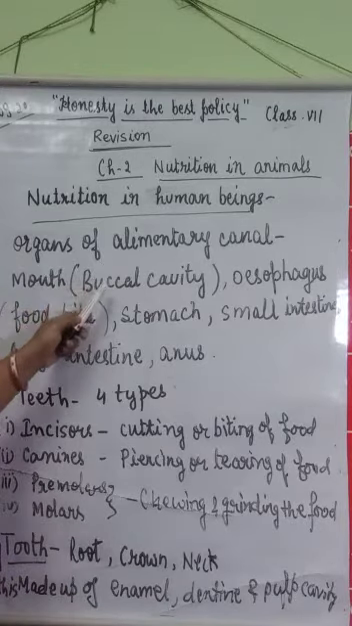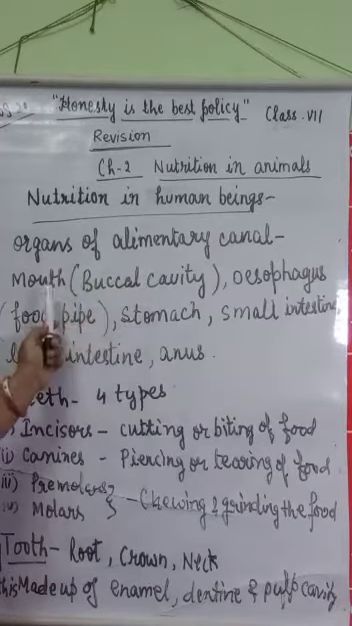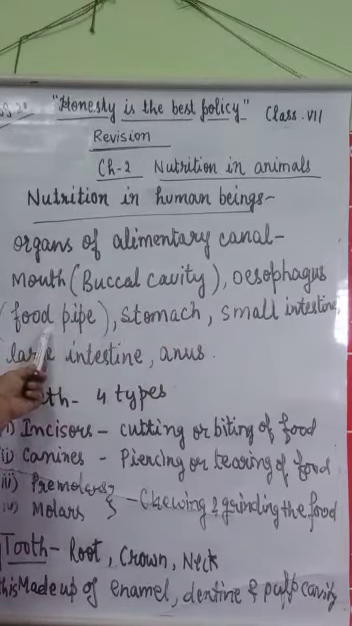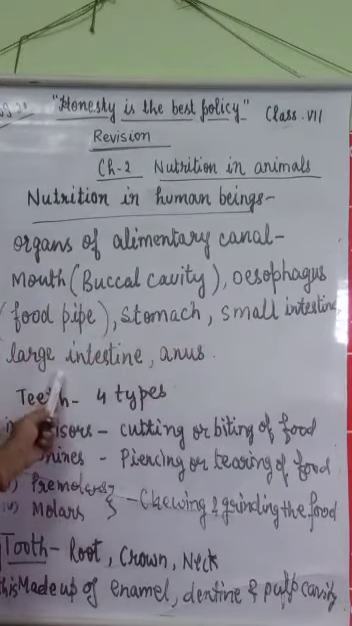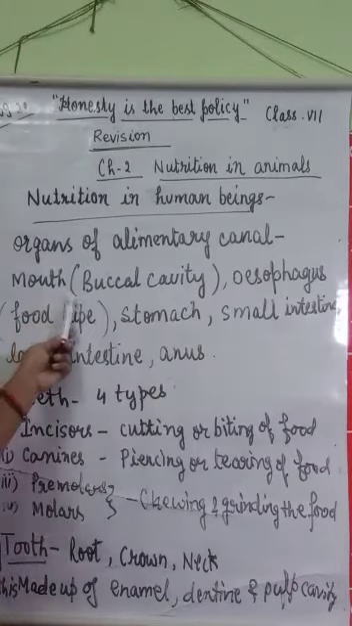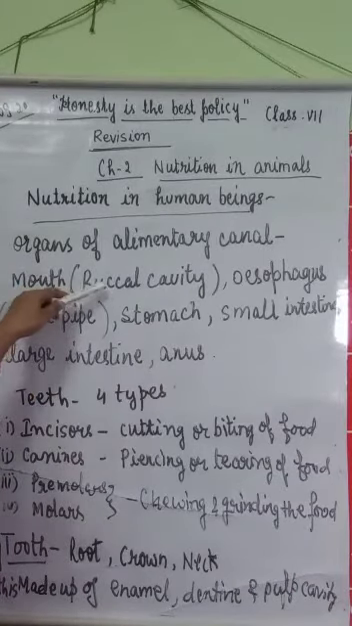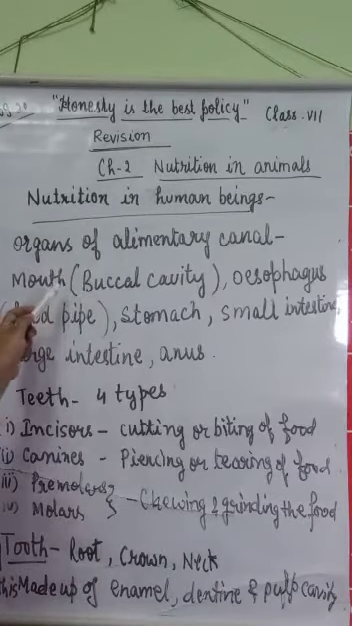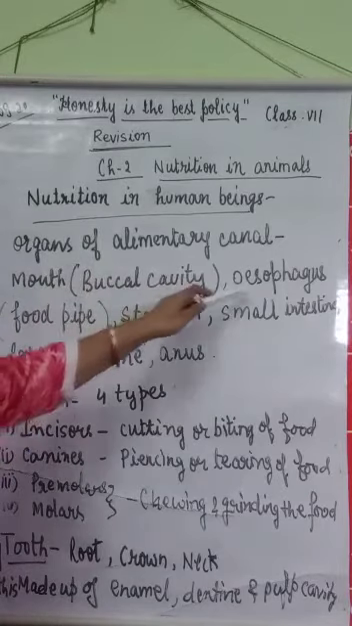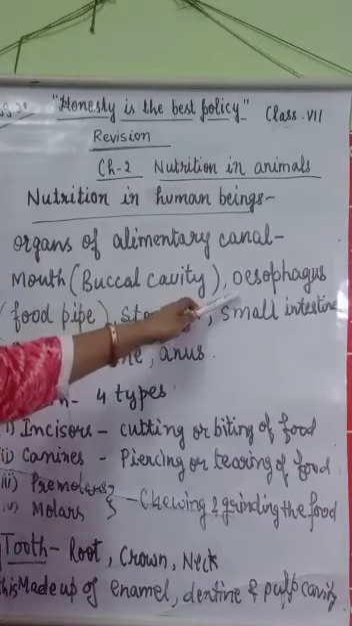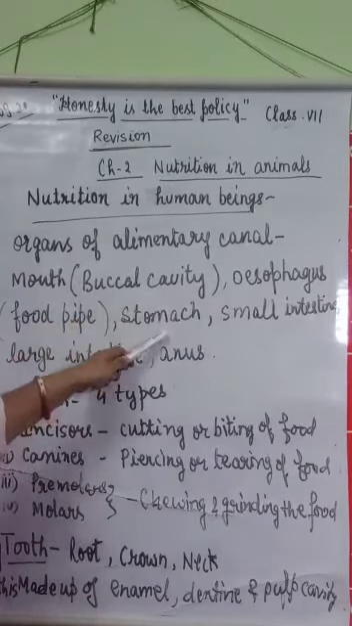So the organs involved in the alimentary canal: mouth, that is known as buccal cavity; esophagus, it is also known as food pipe; stomach, small intestine, large intestine and anus. So the digestion of food starts from the mouth, and food after digestion in the mouth passes into the stomach through the esophagus. Esophagus is also known as food pipe. It helps to pass food from mouth to the stomach.